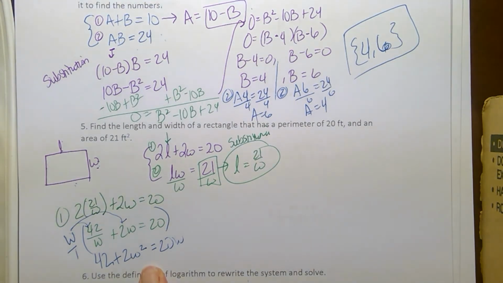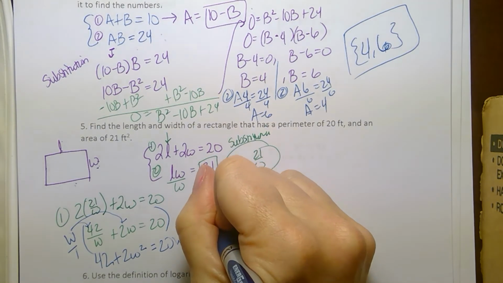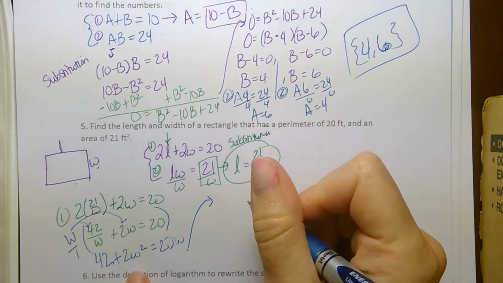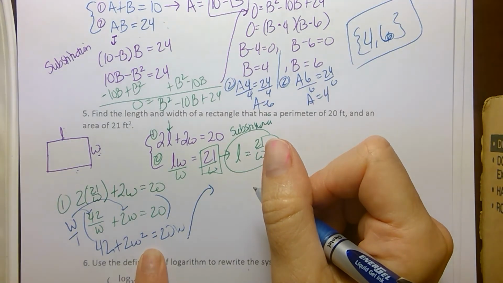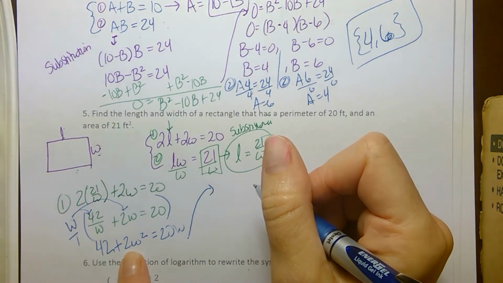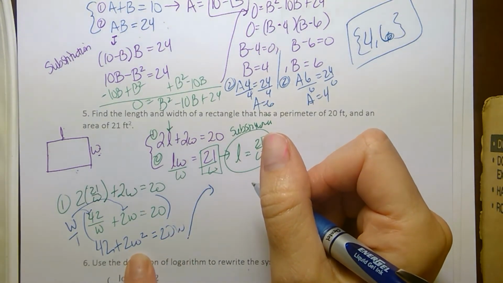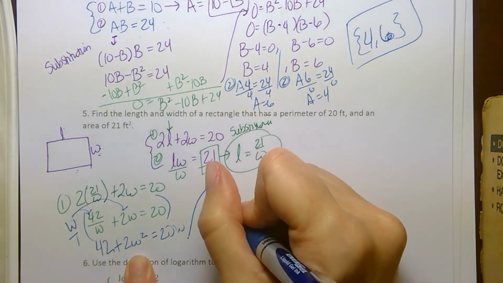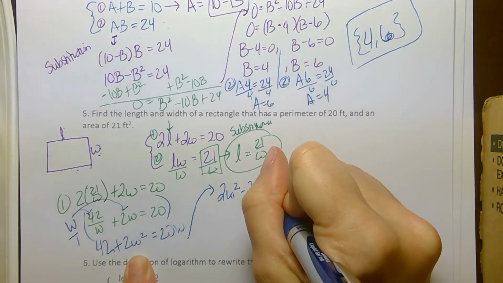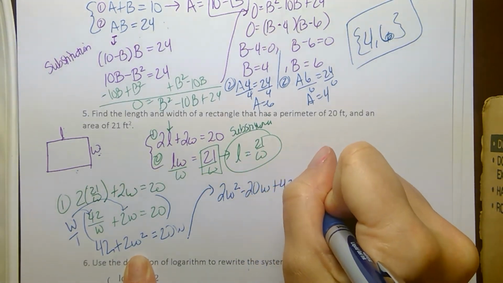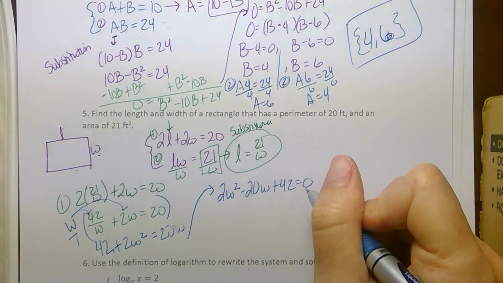This is quadratic because I have a squared term. So I'm going to take my quadratic equation over here, and I need to factor to solve. So I'm going to need to move this 20W over to the left. This is already positive, so it stays here on the left. I need to move my 20W over by subtracting it so that I get 2W squared minus 20W plus 42 equals 0, and I can factor that to solve.